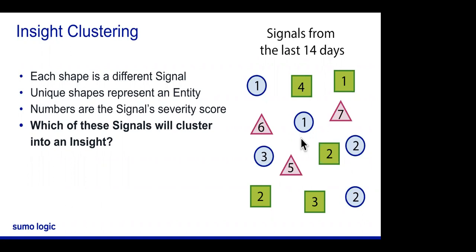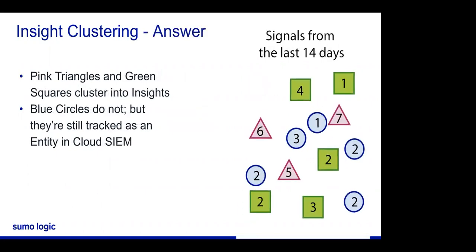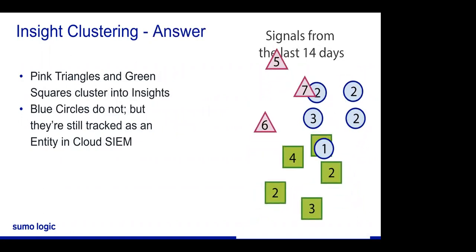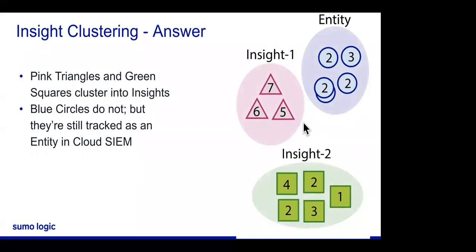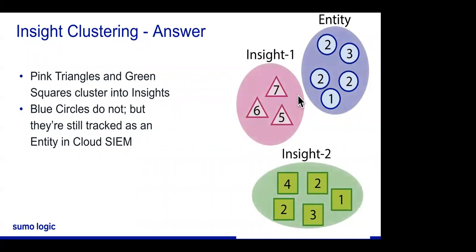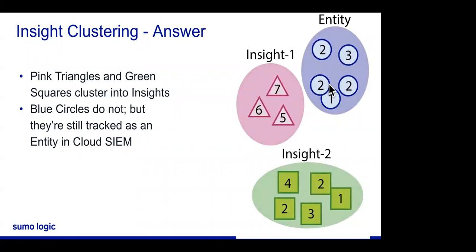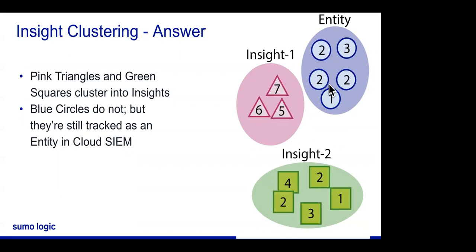The point is, again, if the value is 12 or greater over a 14-day period, it will generate an insight. So when we combine these and add them up, we will see that this is greater than 12. This is greater than 12, so these generate insights. This is not yet greater than 12. And that's how this works.